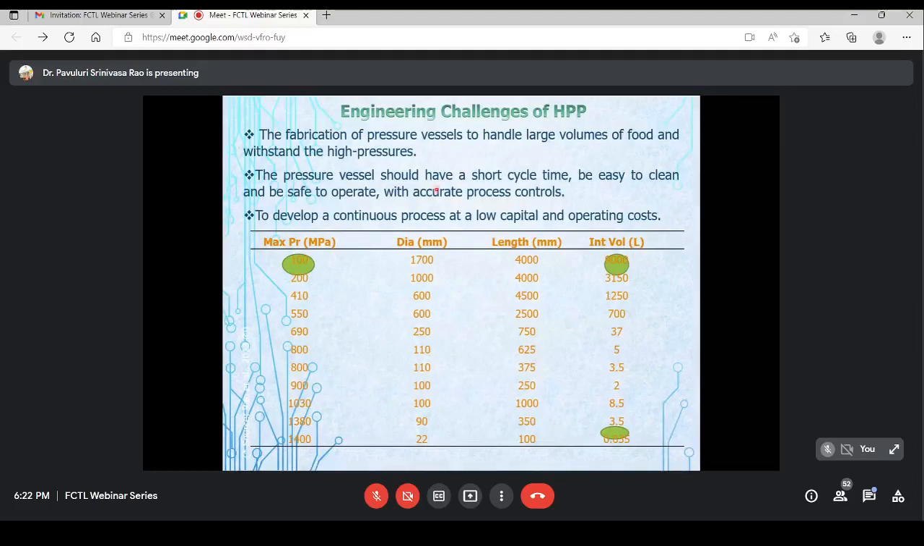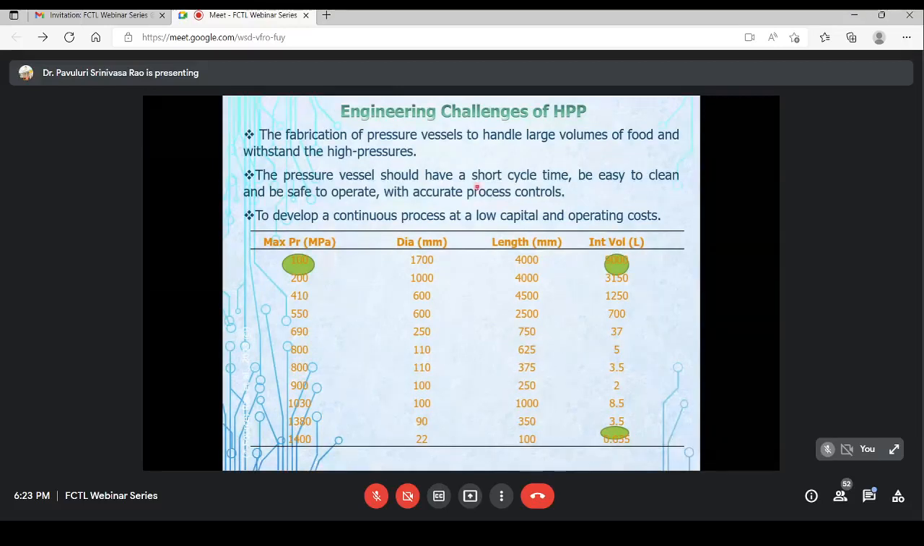Coming to some of the engineering challenges: fabrication of high pressure vessels to handle large volumes of food and also to withstand the high pressures. As of now the largest volume is 9,000 liters and the smallest volume is only 35 ml, which can go up to 1400 megapascal. Whereas the largest volume system has a capability of only 100 megapascal. So both need to be improved. With high pressure, the volume needs to be improved, and with high volume, the pressure range needs to be improved. So those are the engineering challenges as far as we are concerned.